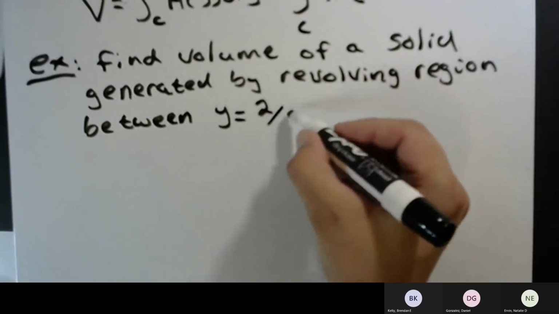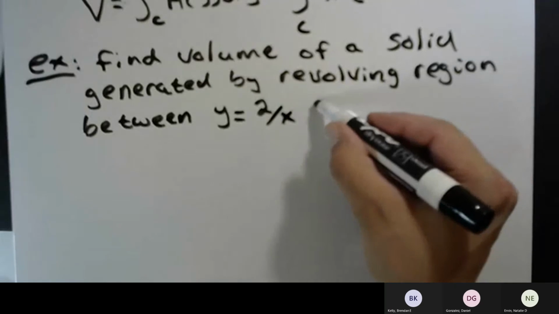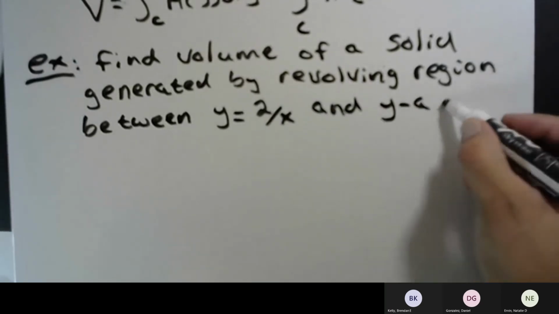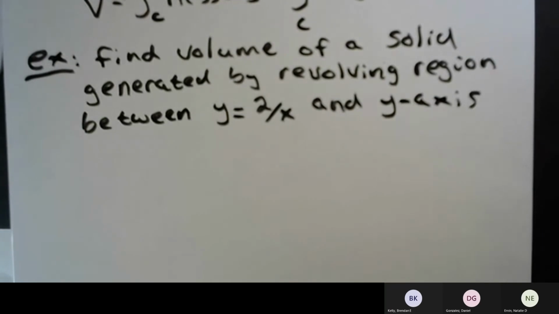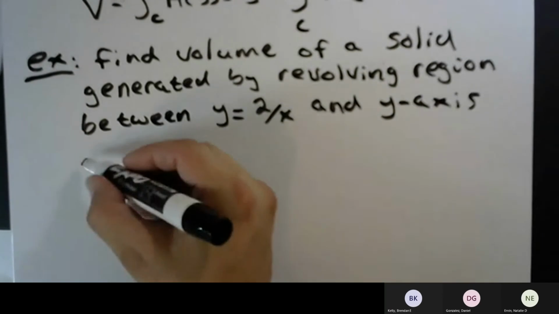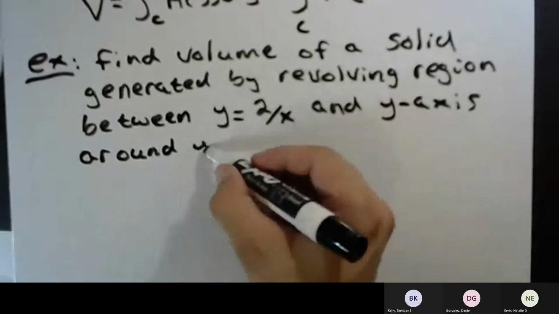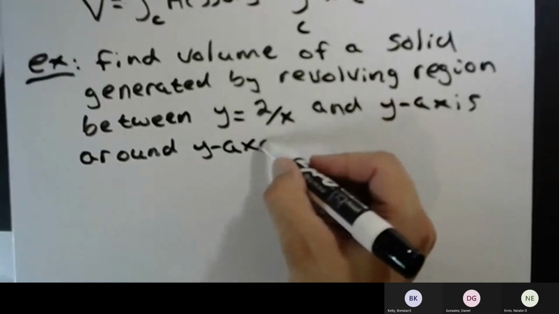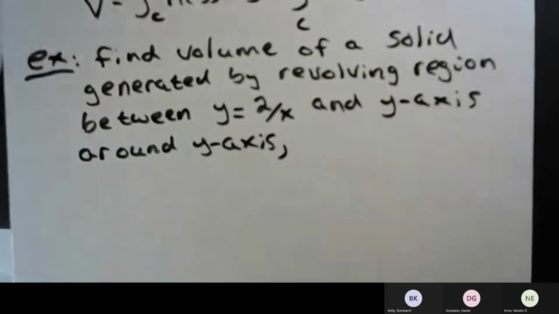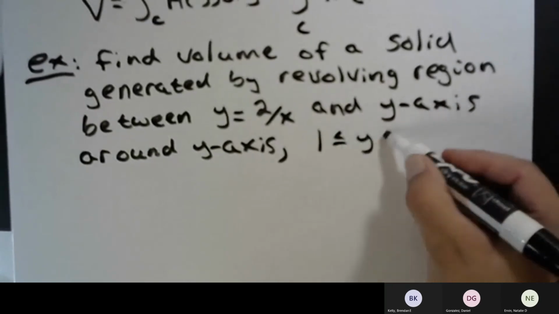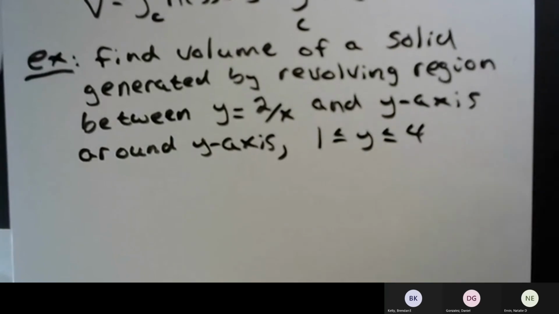y equals 2 over x and the y-axis around the y-axis. And we're going to put some limits on y here. We'll put y between 1 and 4.